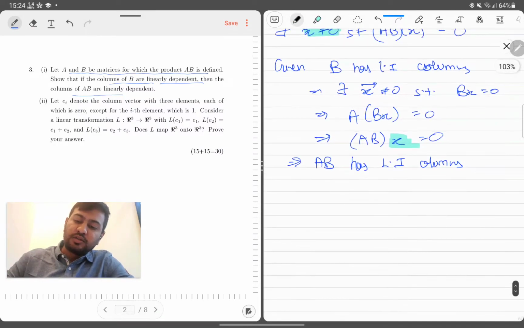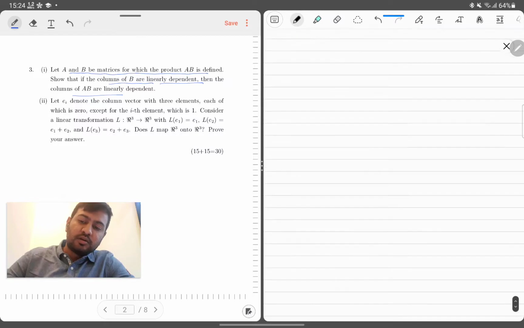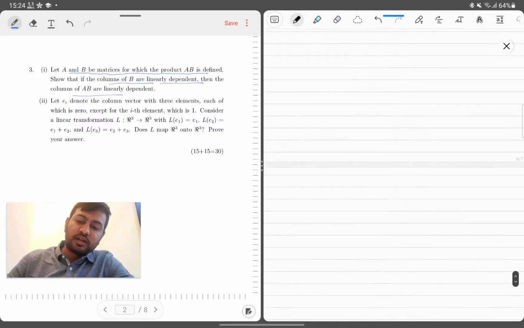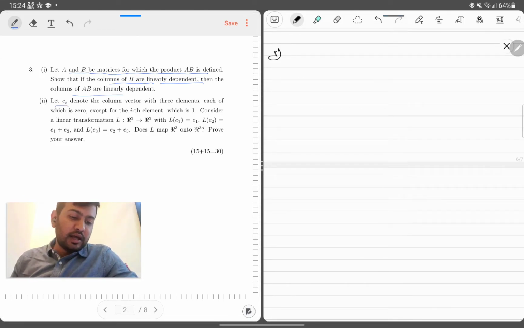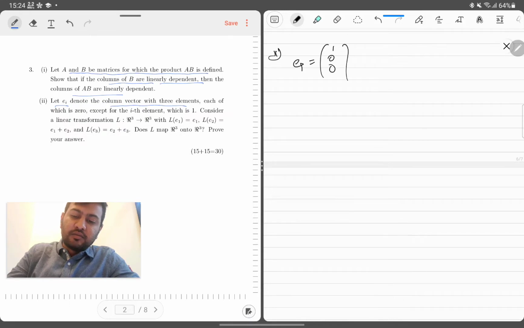Now let's look at the second part. In the second part we're saying that Ei denotes the column vector with 3 elements. Basically, the E1 vector is 1 0 0, E2 vector is 0 1 0, and E3 vector is 0 0 1. So that is what we have been told.